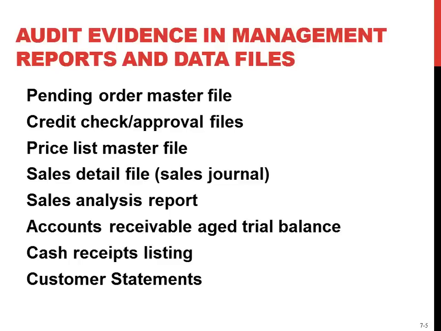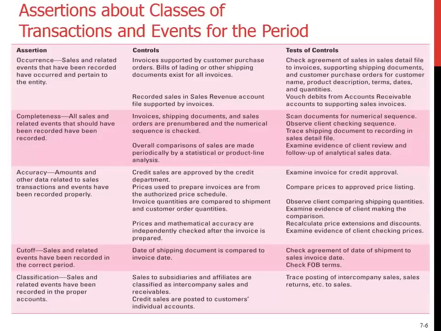Sales analysis report, that is a report auditors would use in their analytical procedures to look at sales by product line, sales by region, sales by month, sales by quarter. Again, important information. Accounts receivable aged trial balance, for obvious reasons, you use that in your audit of the allowance for doubtful accounts. Cash receipts listing and customer statements are important in terms of the collection phase of the business process.